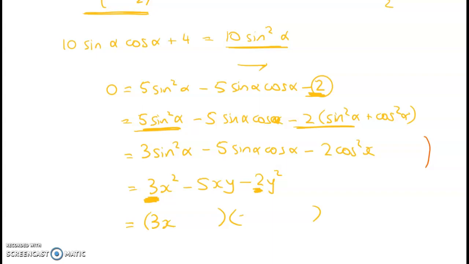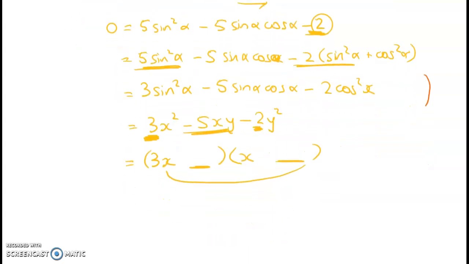But I'm going to keep going. I'm not going to tell you what to do here. I've got 3x times x here, and I want to have a plus and a minus here, and there's going to be something with a y, because then it's going to generate this middle term. But we can do our normal year 11 grouping method to make this work. So if you see it, that's really cool.